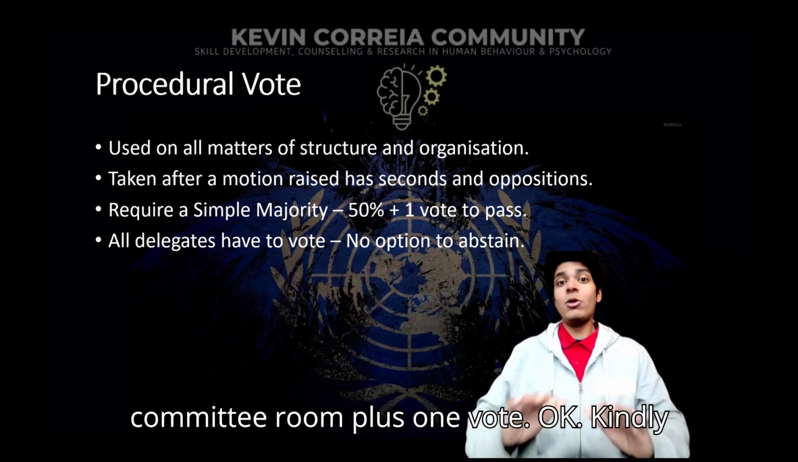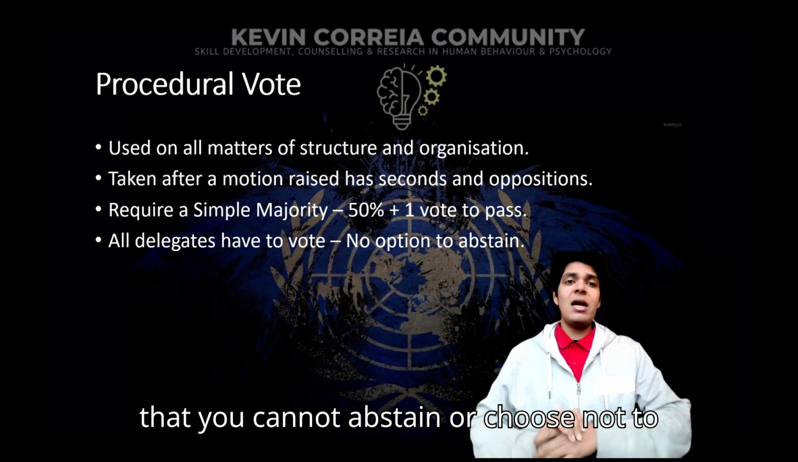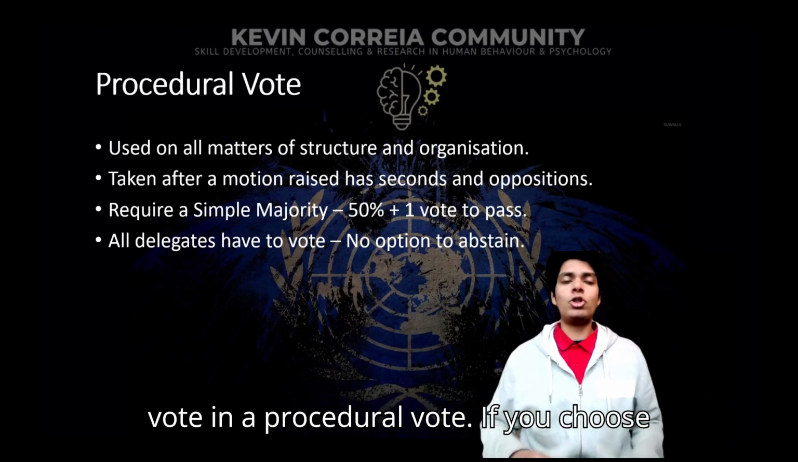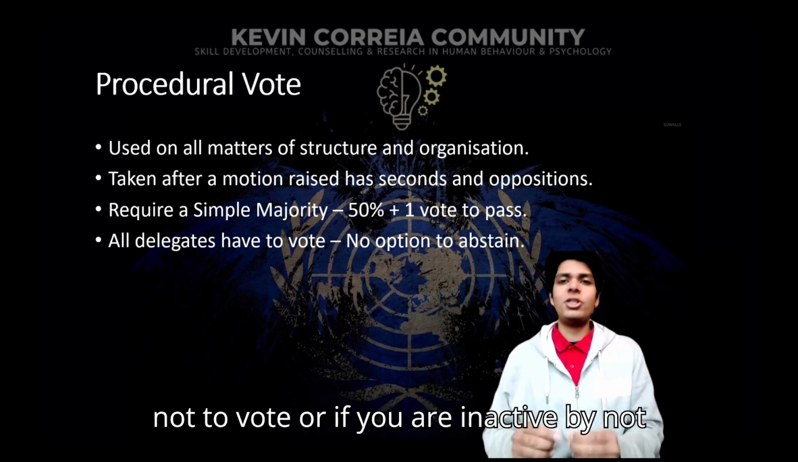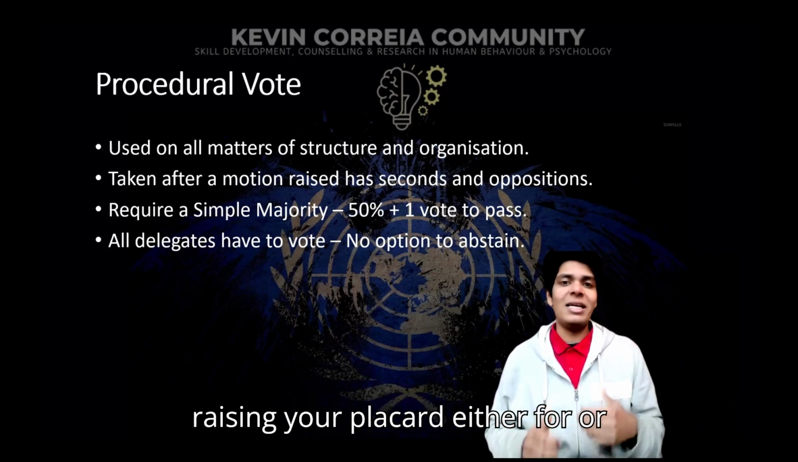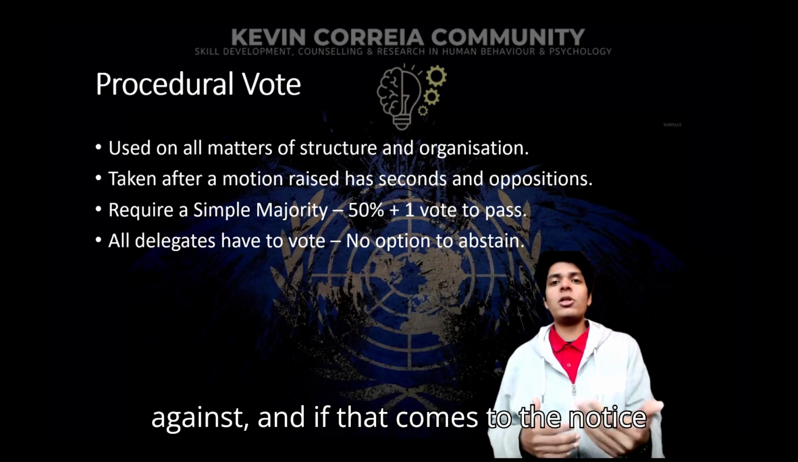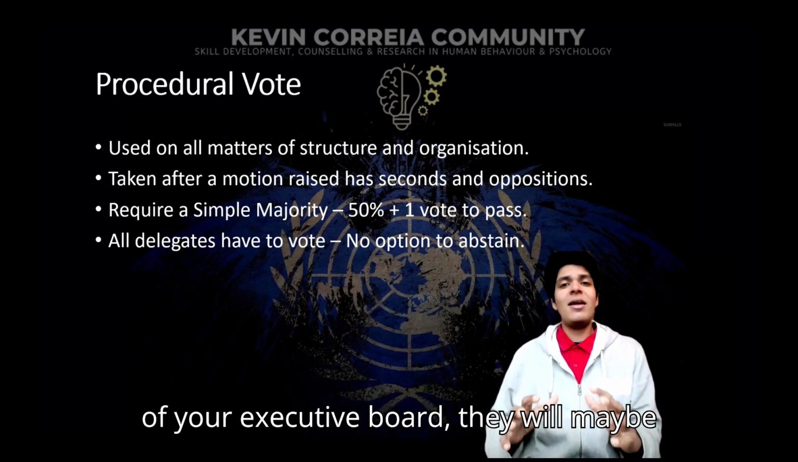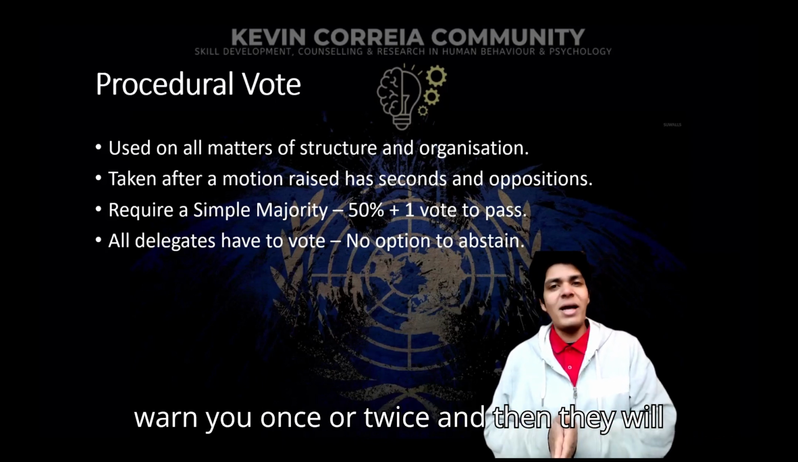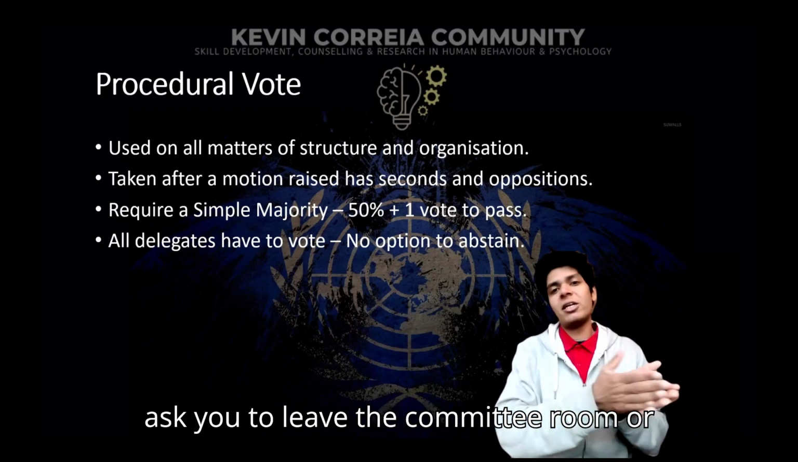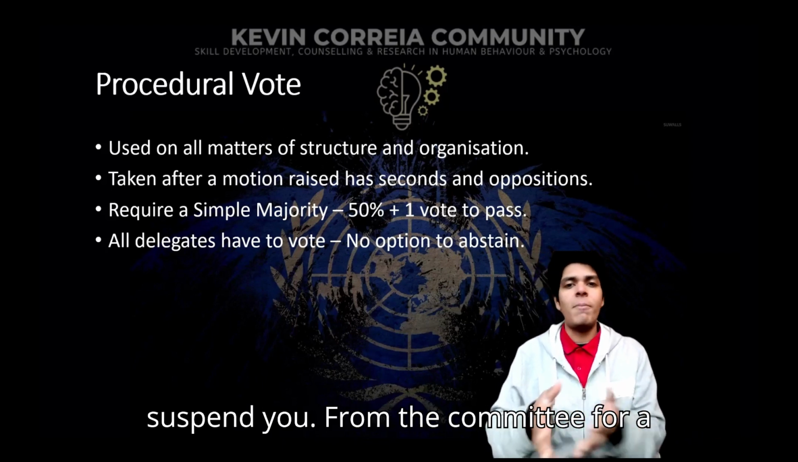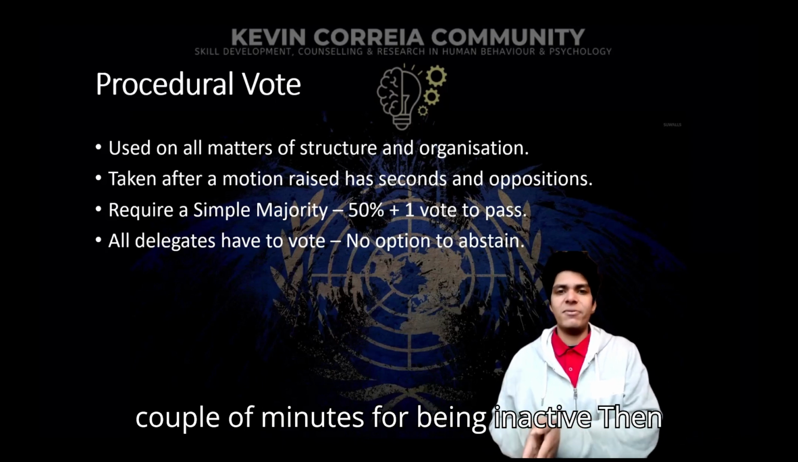Kindly note, delegates, especially the new ones, that you cannot abstain or choose not to vote in a procedural vote. If you choose not to vote, or if you are inactive by not raising your placard either for or against, and if that comes to the notice of your executive board, they will maybe warn you once or twice and then they will ask you to leave the committee room or suspend you from the committee for a couple of minutes for being inactive.